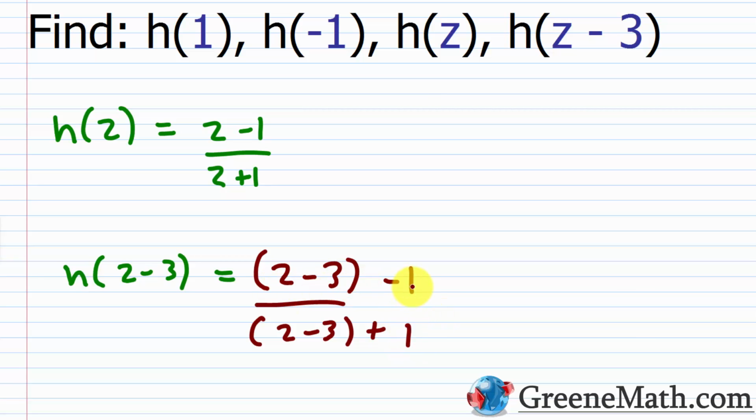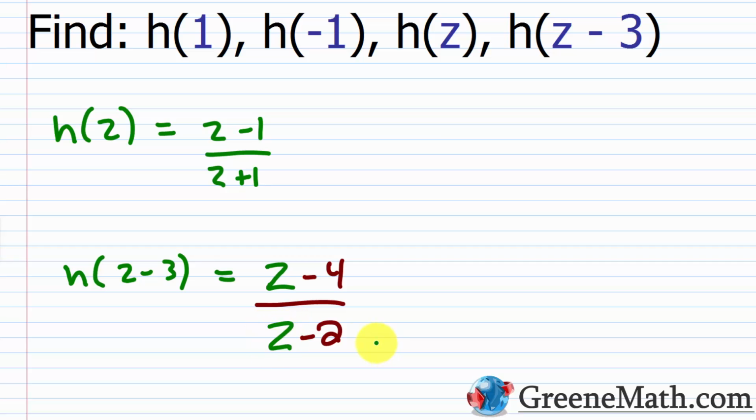So z minus 3 minus 1, again, you can just drop the parentheses. I just did that to show you that I'm plugging in. Negative 3 minus 1 is negative 4, so you can just put z minus 4 in the numerator. In the denominator, negative 3 plus 1 is negative 2. So let's put z minus 2. And let me make the z a little clearer because it looks like a 2. So we end up with h of z minus 3 is equal to z minus 4 over z minus 2.